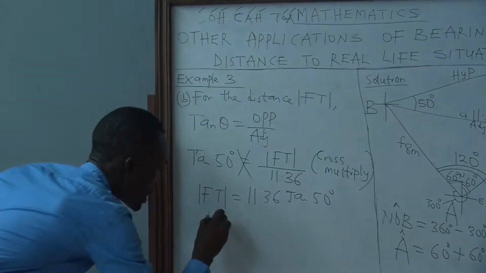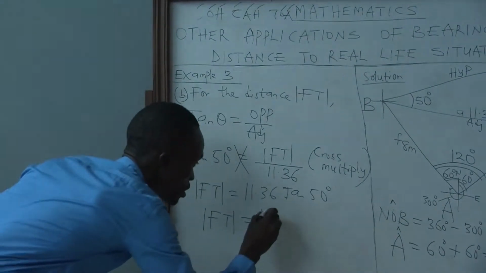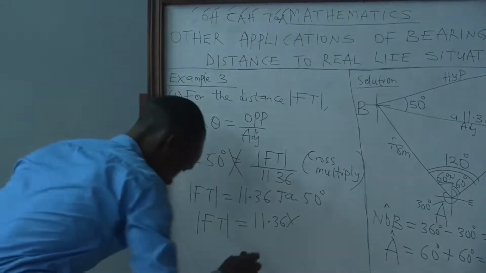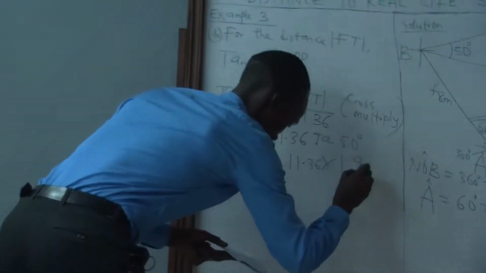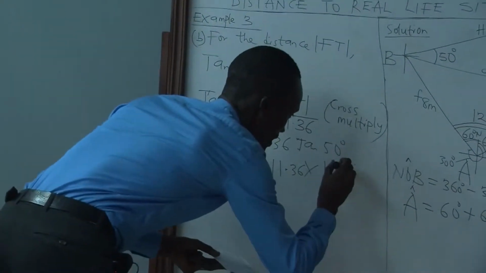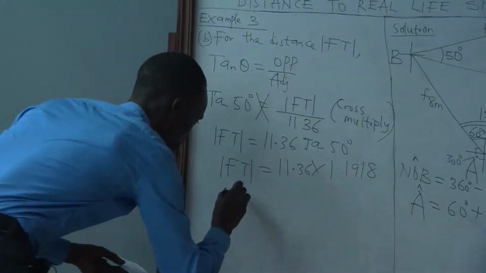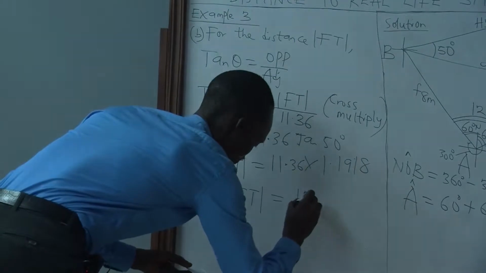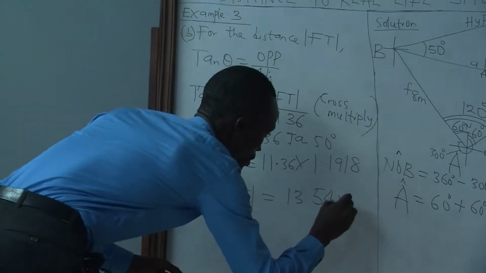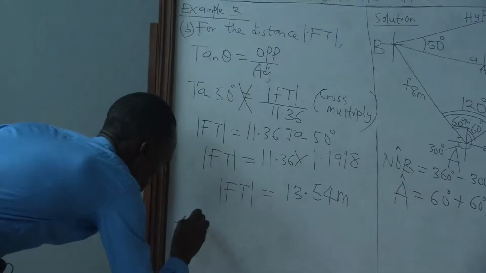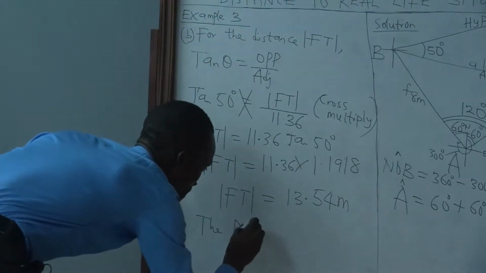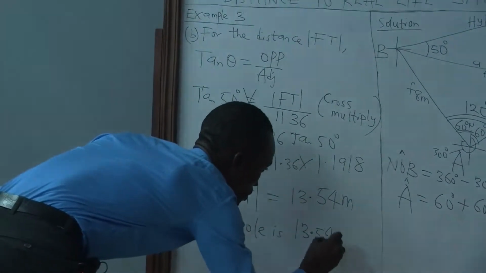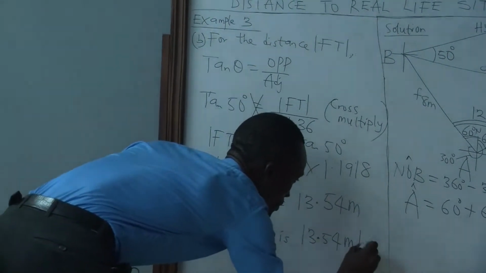So if we check our four-figure table or we press our calculator, we have this as 11.36 multiplied by tan of 50, that is 1.1918. And if you do the product, we have FT to be 13.54 meters. Therefore, the pole is 13.54 meters high.